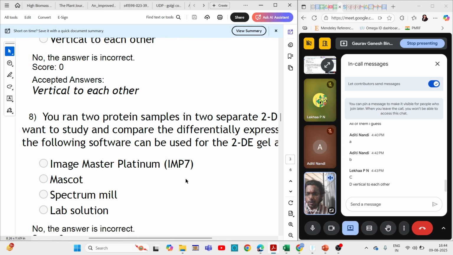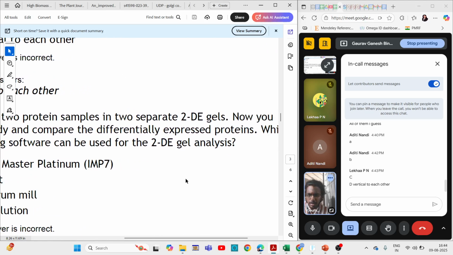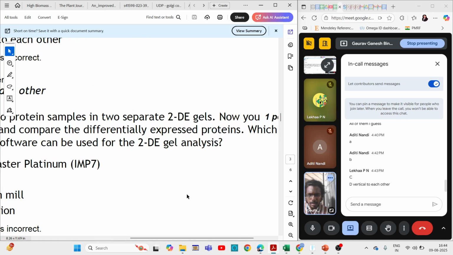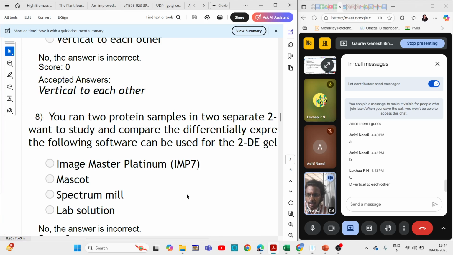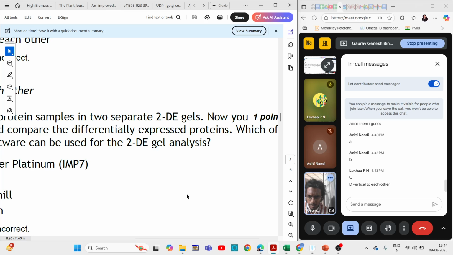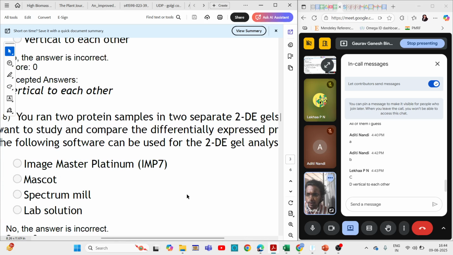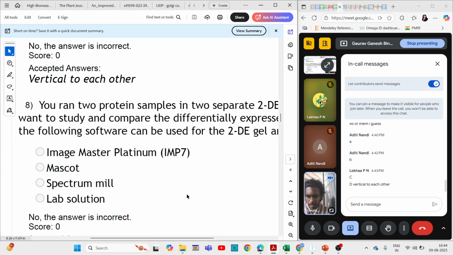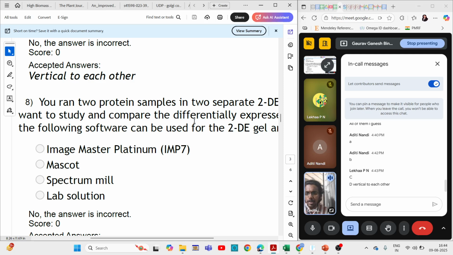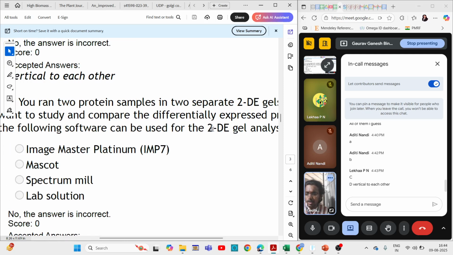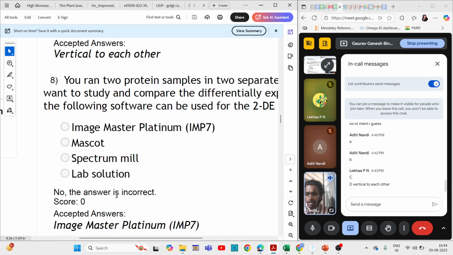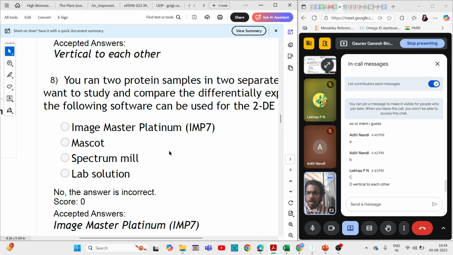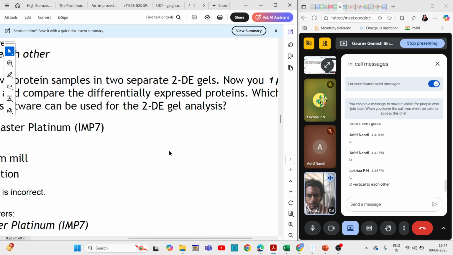You can run two protein samples in two separate 2D gels. So you have run that. Now you want to study and compare the differentially expressed proteins. Which of the following software can be used? We didn't talk about the software name as such, but if you want to compare differentially expressed proteins, there is one software called Image Master Platinum IMP7. This is used for studying the differentially expressed proteins.